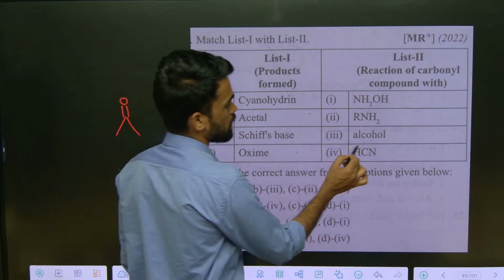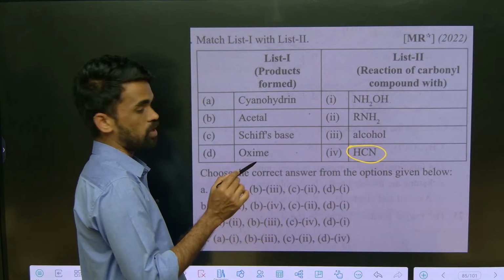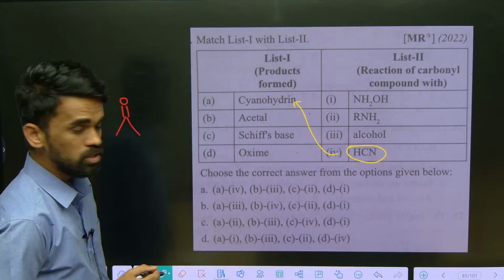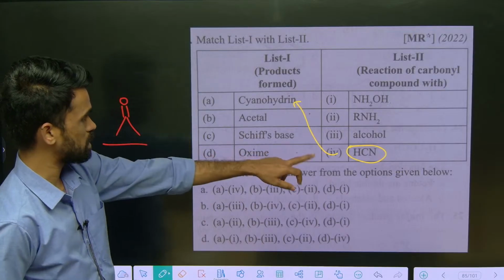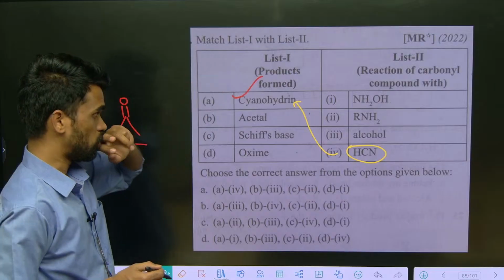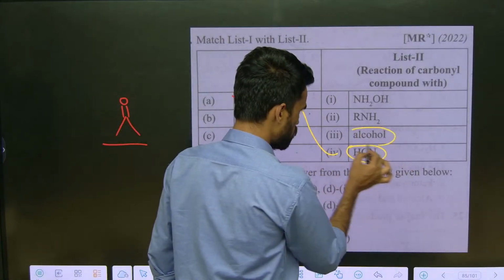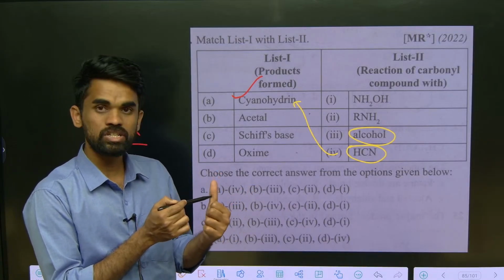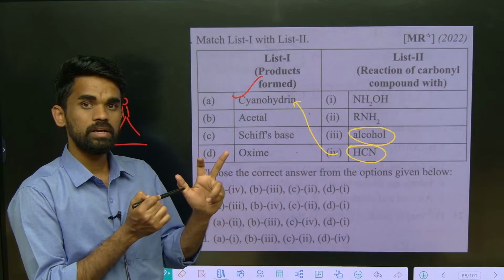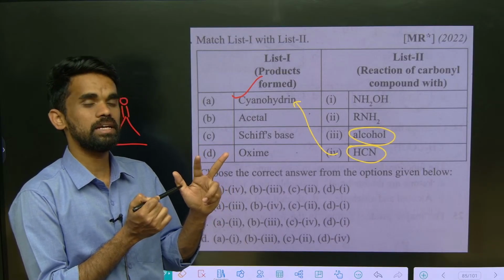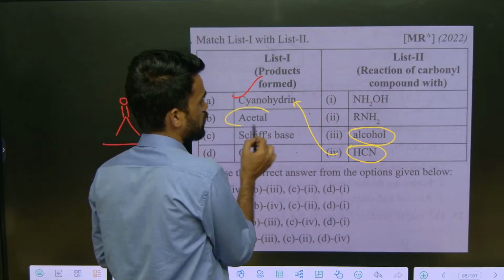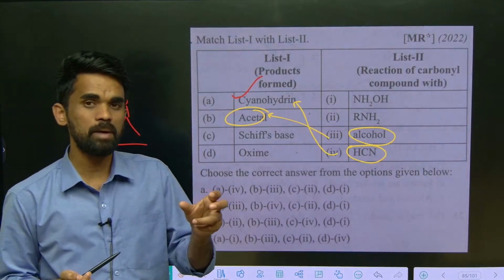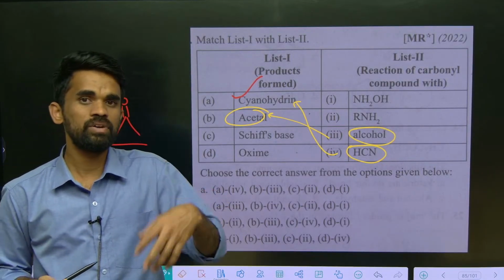When you are adding HCN, the product formed is called cyanohydrin. To this carbonyl group, if you add HCN, you are going to get a cyanohydrin. If you are adding alcohol, for aldehydes it can be a hemiacetal or acetal, and for ketones it can be a hemiketal or ketal. Here they mentioned acetal, so alcohol addition definitely gives you acetal. When we add primary amines to aldehydes and ketones, we are going to get imines.